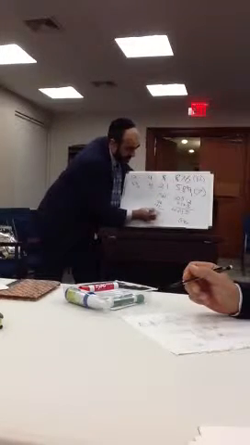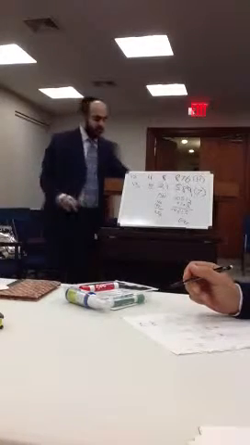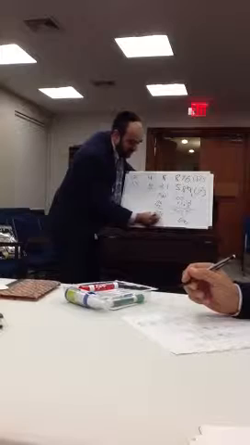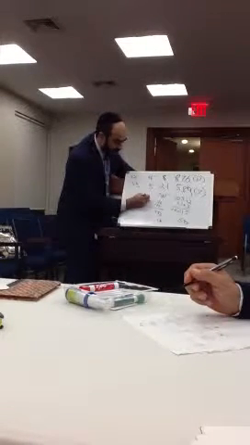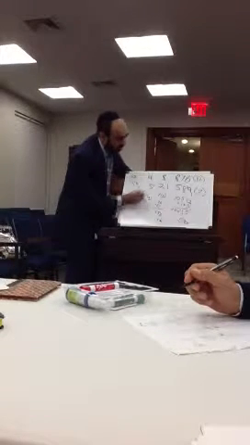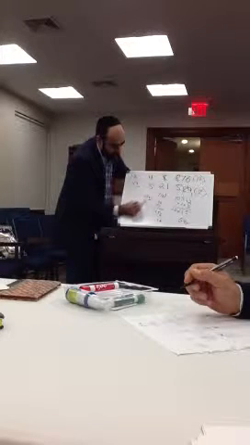Okay, divide that by 24. 10 and 16 hours. So the remainder is 16. Keep the 10. I need the 10. Okay? 4 times 12 is what? 48. 5 times 7 is what? 35. Good? You with me?